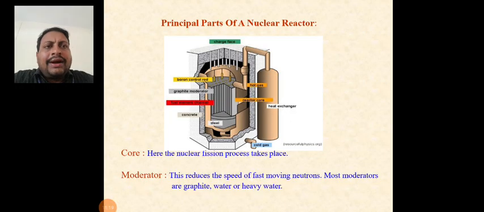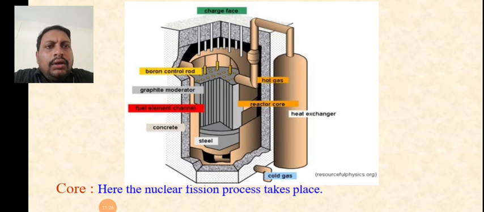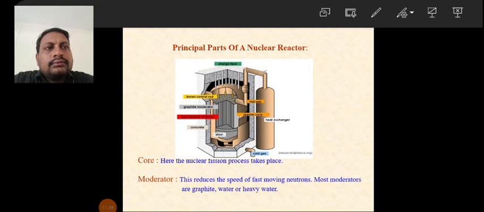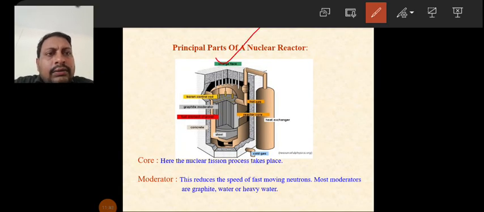So these are the parts of the nuclear power plant. We are going to see the core and moderator. You may observe the nuclear reactor core. This is the core of the nuclear reactor. In this core we have fuel rods, moderators and control rods. So here we have the control rods.